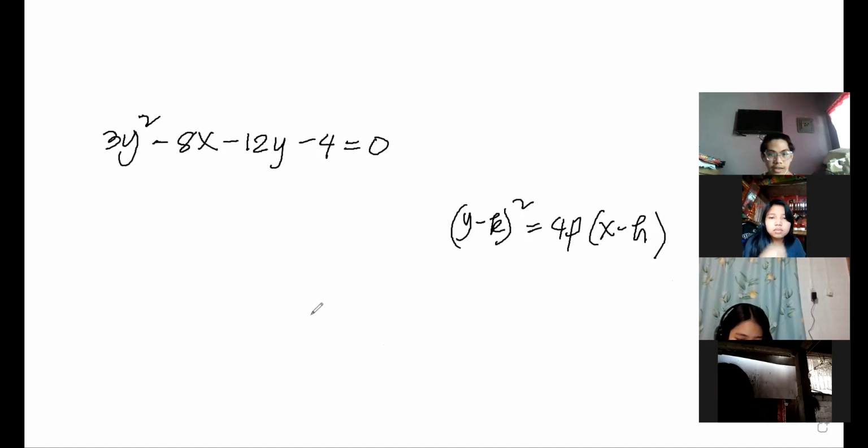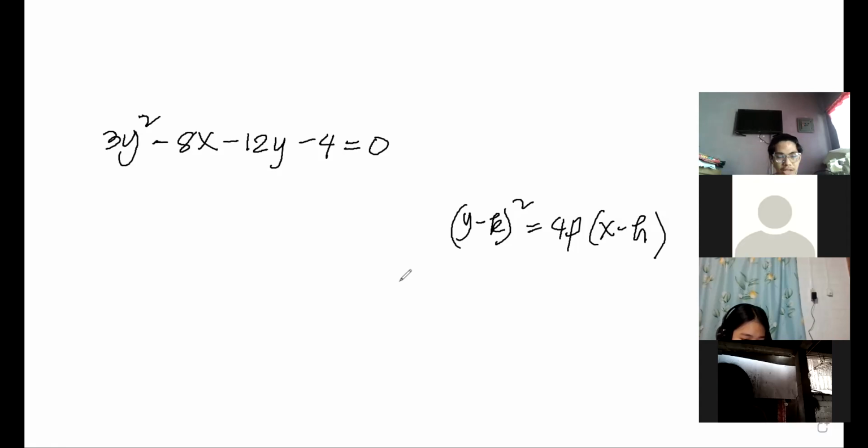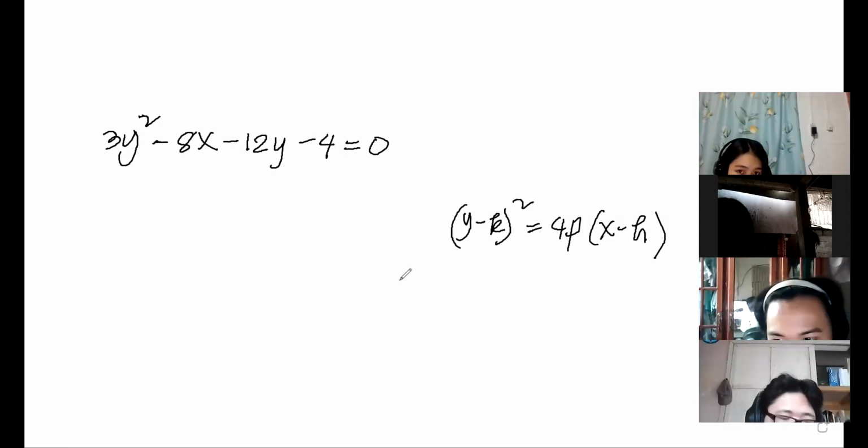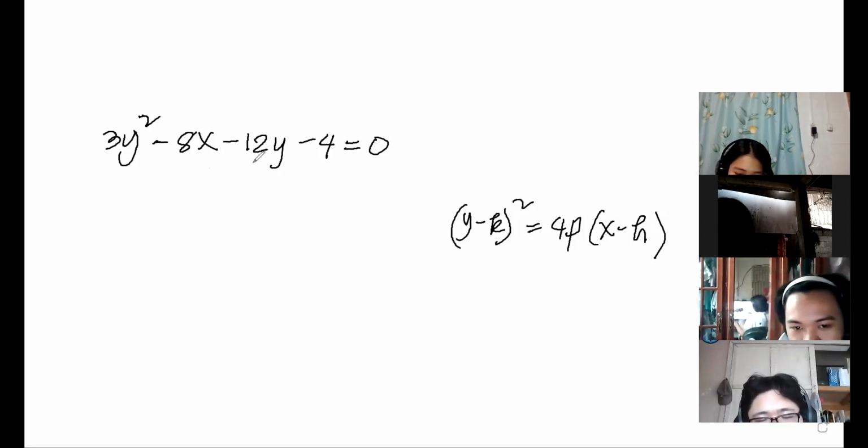Substitute, sir, for example the 3y squared, we make it a perfect square. Perfect square, or something like it, rewrite this into this form. Am I right? Yes sir.